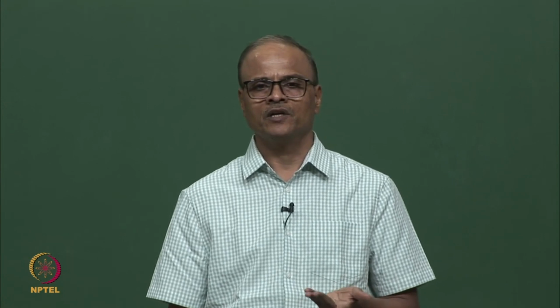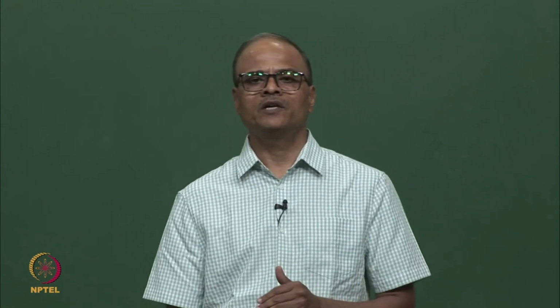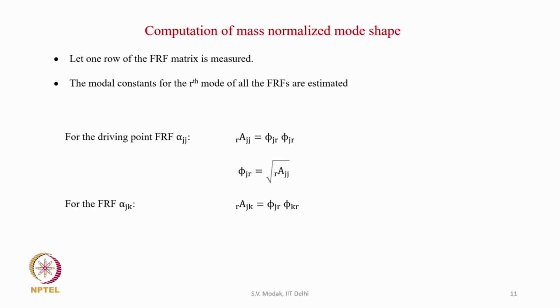Okay. So, phi j r is nothing but the jth element of the rth mode shape. Now, once this has been determined, we can determine the remaining elements of the rth mode shape. So, let us look at the FRF alpha j k, which is a transfer FRF now. The relationship for the modal constant is R A j k, the modal constant of the rth mode in the FRF alpha j k. So, R A j k is equal to phi j r into phi k r, and in this expression phi j r has already been determined. Therefore, phi k r can be written as R A j k divided by phi j r.